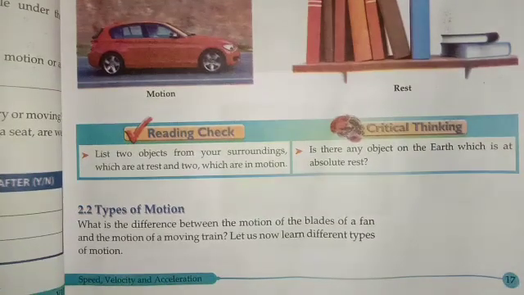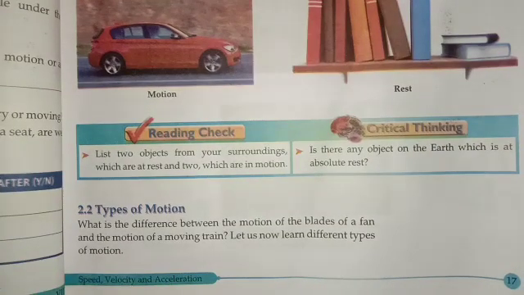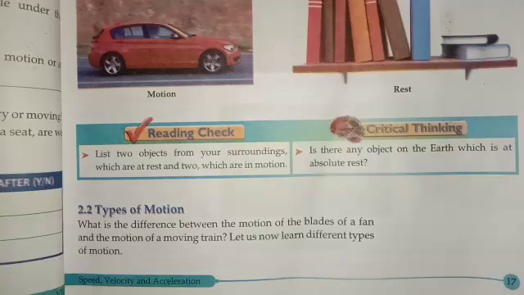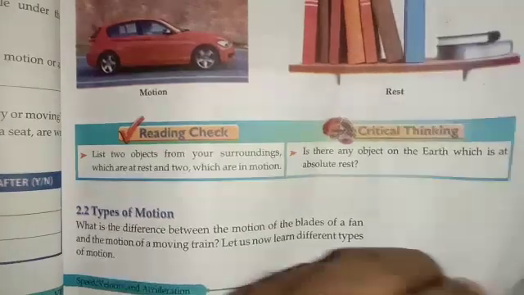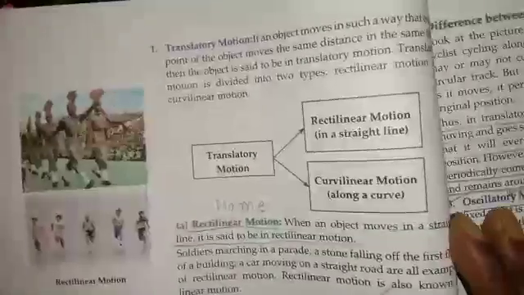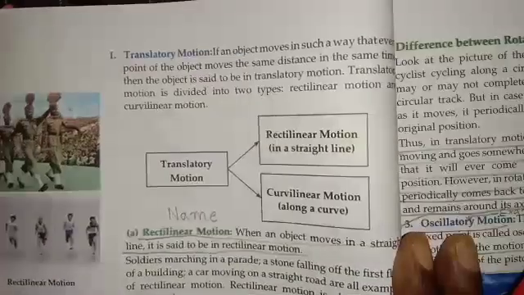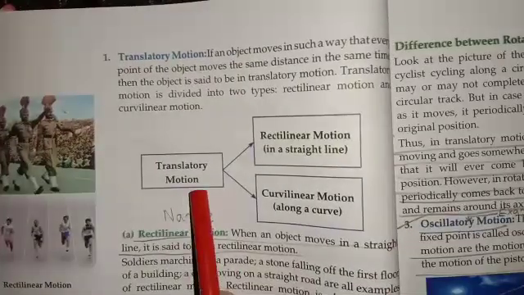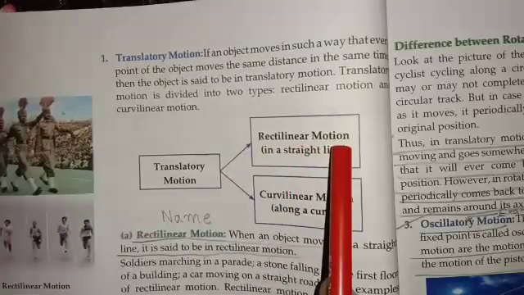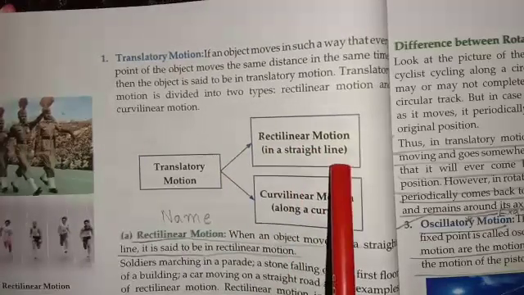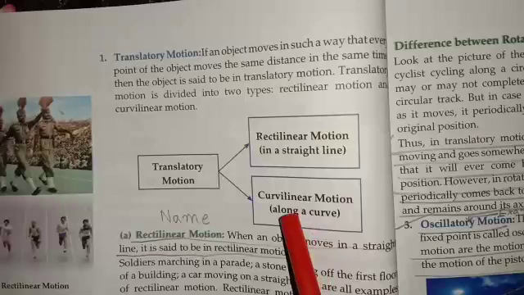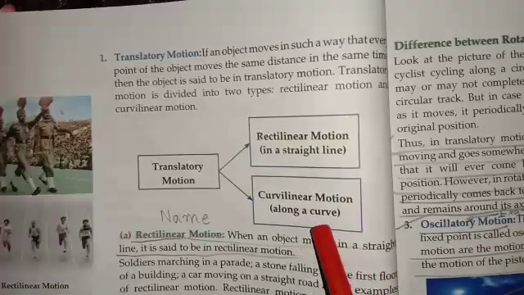What is the difference between the motion of the blades of a fan, you know, the fan is rotating, and the motion of a moving train? Now we will discuss the different types of motion. What are they? First of all, let us consider translatory motion. This translatory motion is of two types. One is rectilinear motion, that is motion in a straight line. The second one is curvilinear motion, that is along a curve.